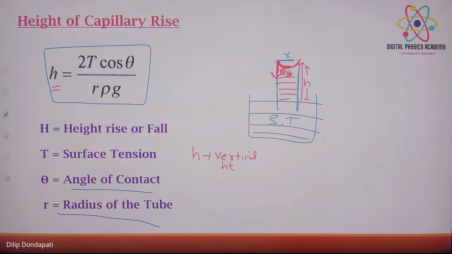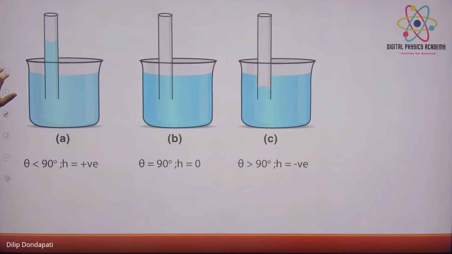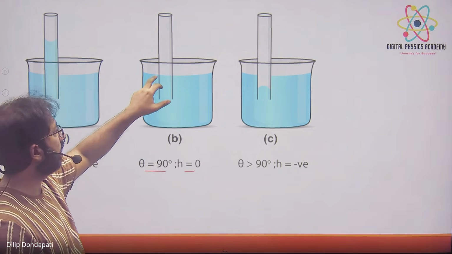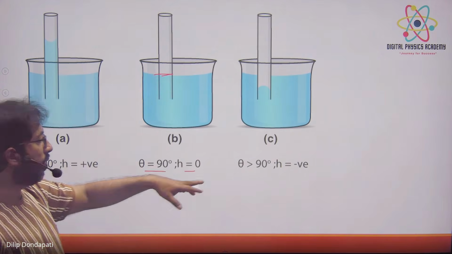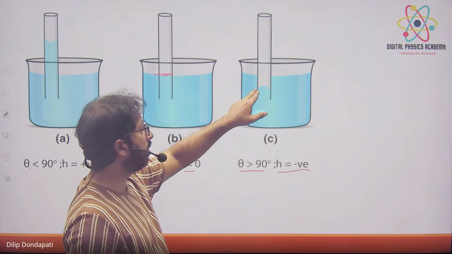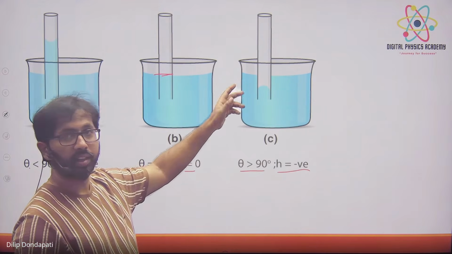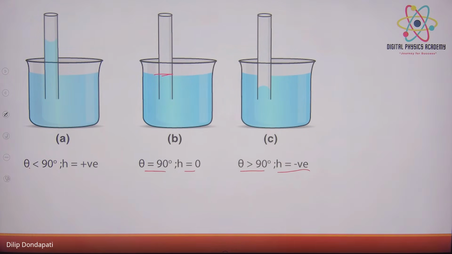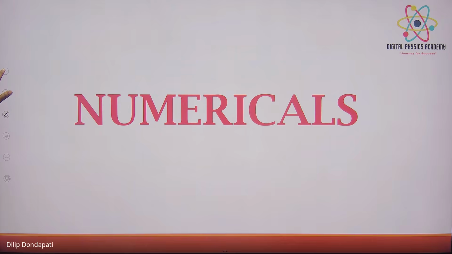Done? Yes. Formula याद है? 2t cos theta by r rho g. ये तो मालूम है ना. देखो theta less than 90 है तो क्या होगा? Theta less than 90 तो height is positive, और theta is equal to 90 means height 0 है. लेवल ज्यादा मतलब ऊपर नहीं जाएगा, नीचे नहीं जाएगा. When theta is greater than 90, h is negative. देखो हम लोग मर्क्यूरी लिया ना example, greater than 90 है, so h is negative में जाएगा. फॉर्मूला क्या है? 2t cos theta by r rho g. So terminologies you have to know. Theta is a contact angle. चलो, करो.